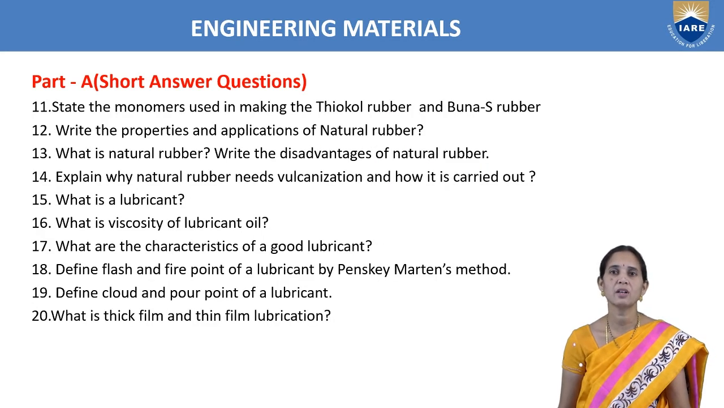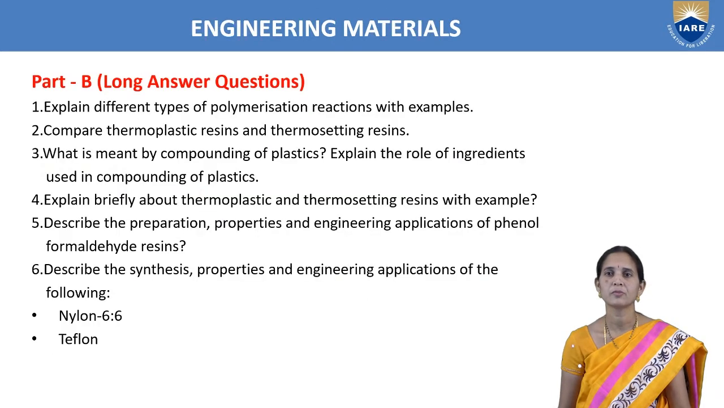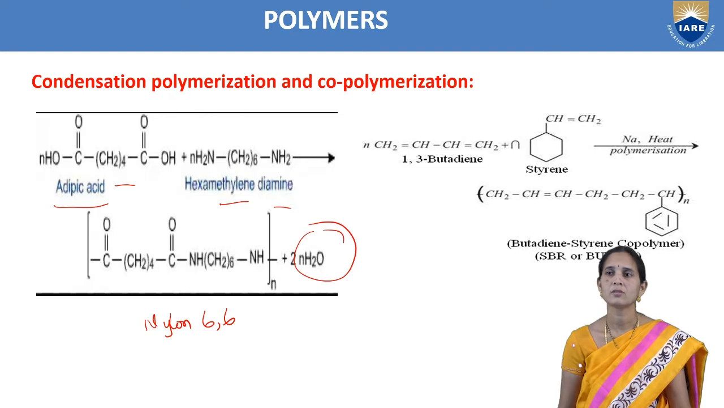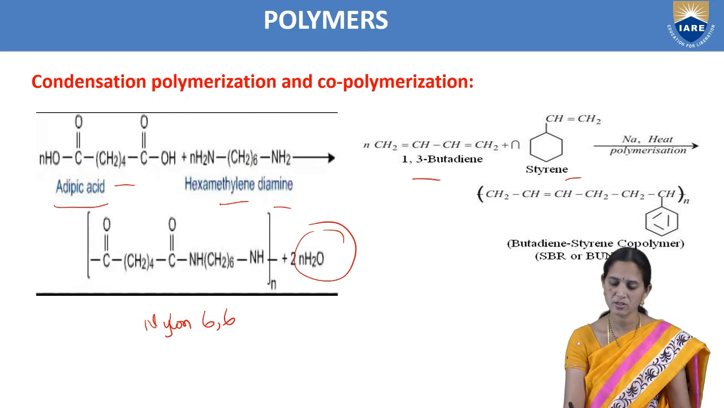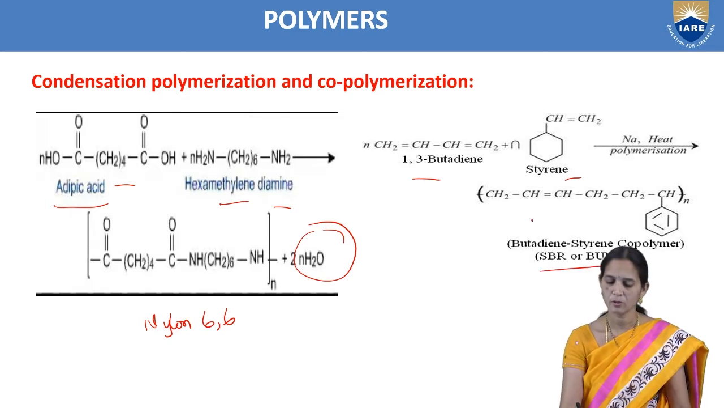So next one, the 11th one: state the monomers used in making thiokol rubber and Buna-S rubber. What are the monomers used in Buna-S rubber and thiokol rubber? In Buna-S rubber, we are using 1,3-butadiene and styrene. We join these two different molecules, add a sodium catalyst, and apply heat, undergoing the polymerization process, and we prepare the Buna-S rubber.